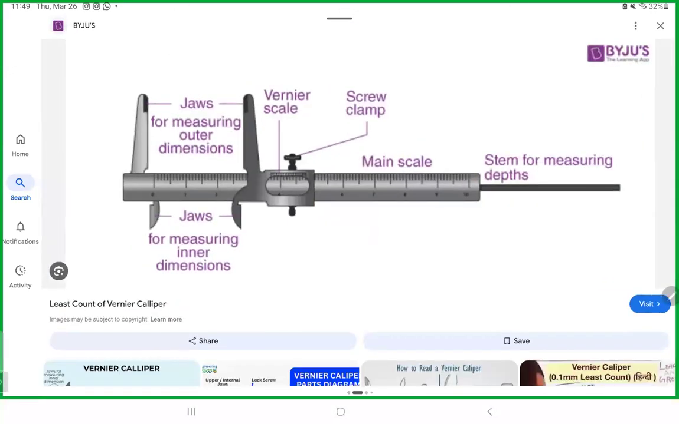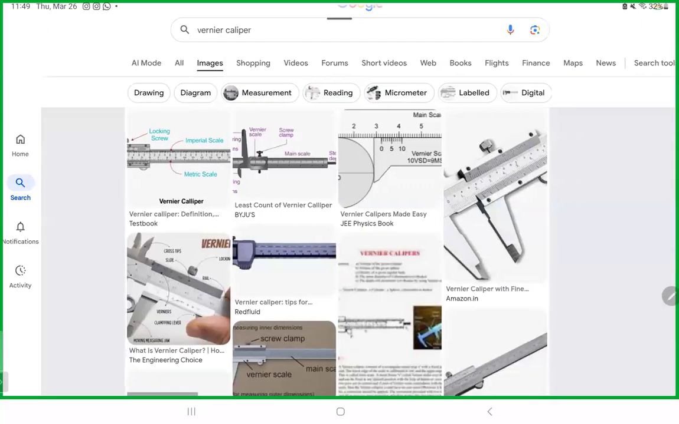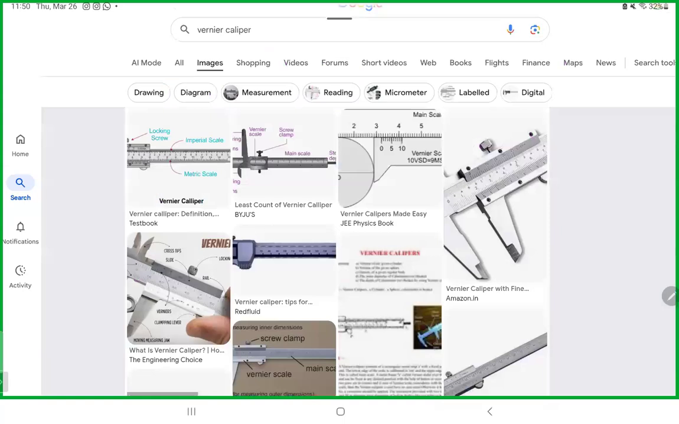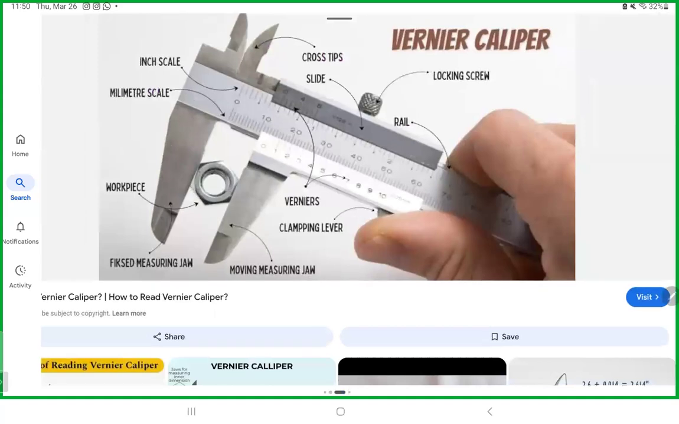You all of you must have seen this. ठीक है. तो इसमें if we see, you have main scale like normal scale from 0, 1, 2, 3, 4, 5, 10, 10 centimeter main scale, and then you have movable part. There are inner jaw and outer jaw. है ना, inner jaw and outer jaw. अगर कोई बॉडी है, I will take another one. This is clearly visible.